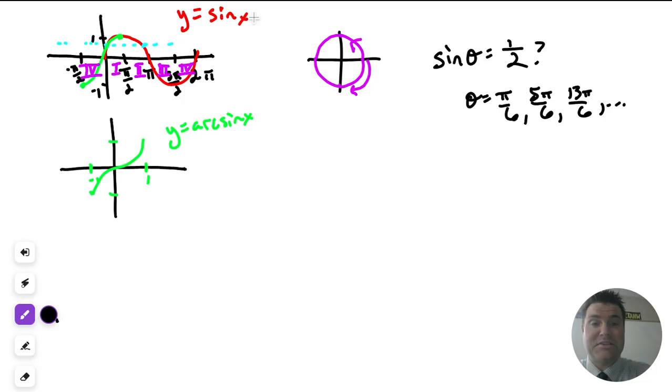Now, what if I were to ask you, what is arc sine of 1/2? That's like me asking it as an inverse. Now, arc sine is limited. It can only go so far left, so far right, so far down, so far up. What is the arc sine of 1/2?